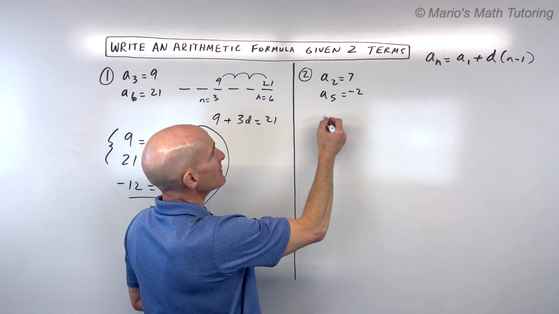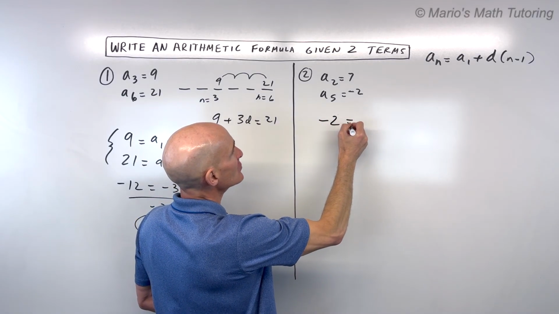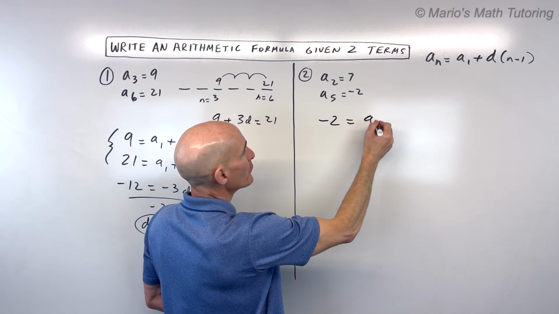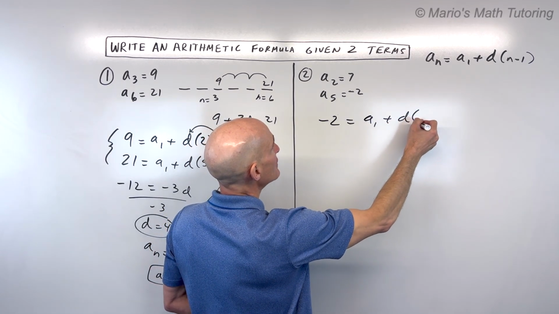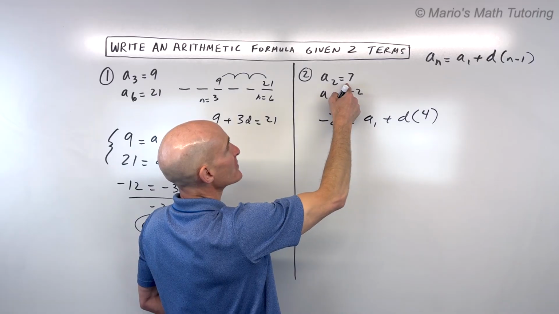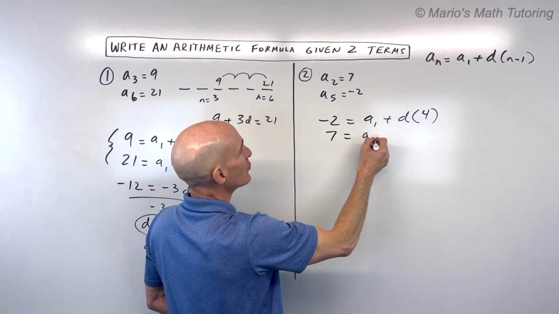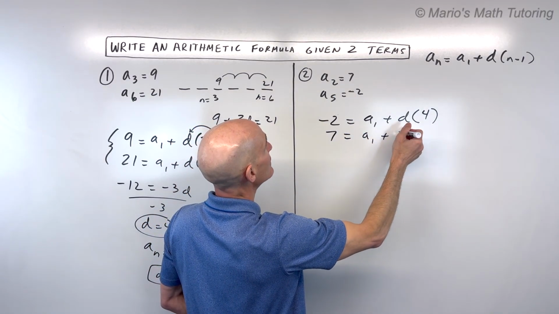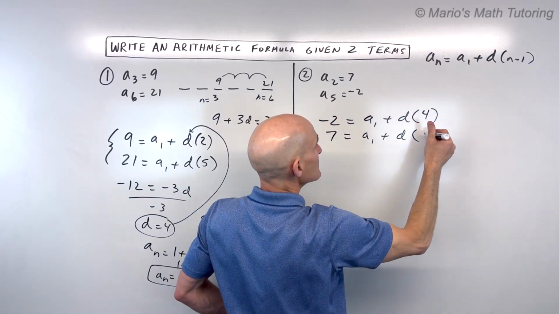I'm going to say that the fifth term is negative 2. I'll start with this one. I don't know the first term. I don't know the common difference, but 5 minus 1 gives us 4. If I work with this second term here, which is 7, I don't know the first term in the sequence. I don't know the common difference, but 2 minus 1 gives us 1.